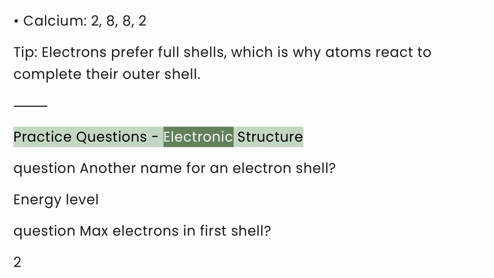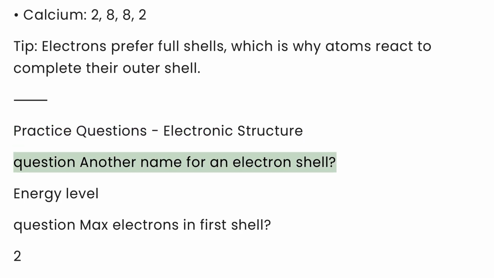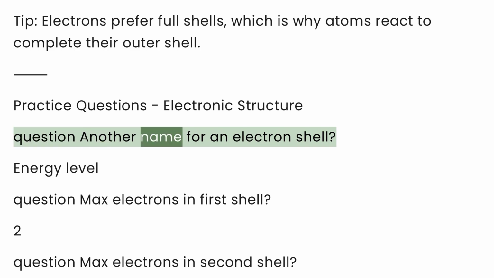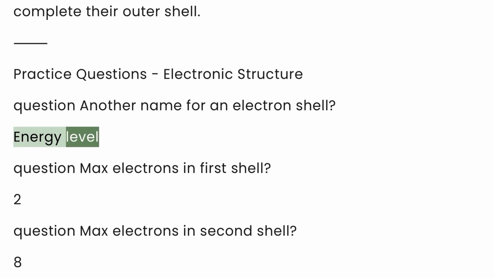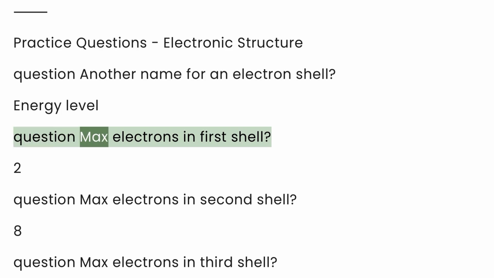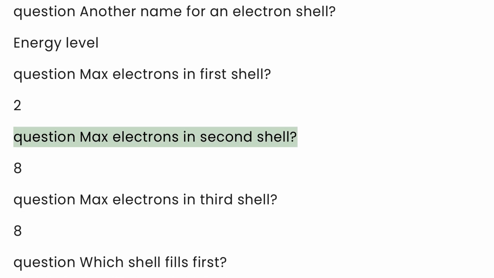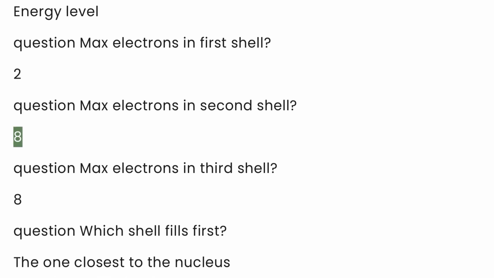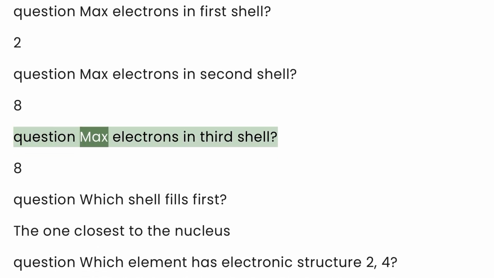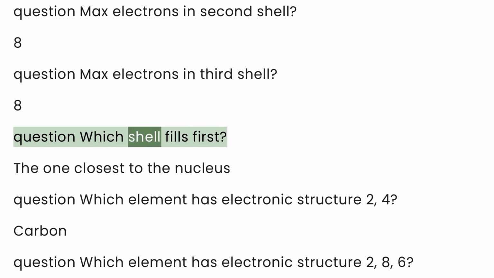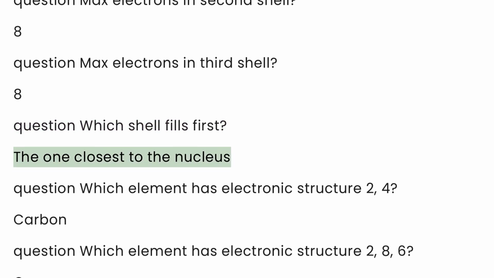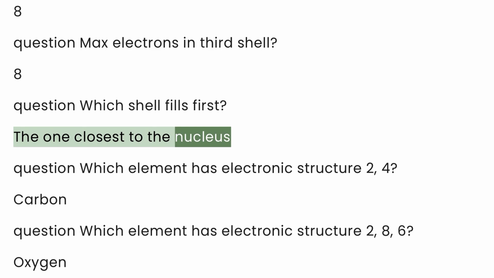Practice questions. Electronic structure. Question. Another name for an electron shell. Energy level. Question. Max electrons in first shell. 2. Question. Max electrons in second shell. 8. Question. Max electrons in third shell. 8. Which shell fills first? The one closest to the nucleus.